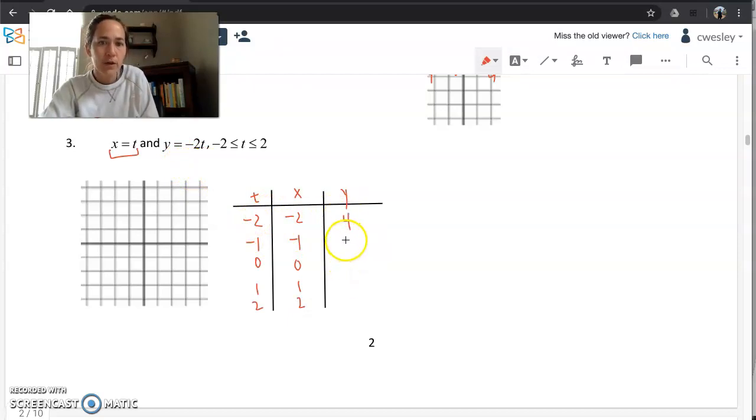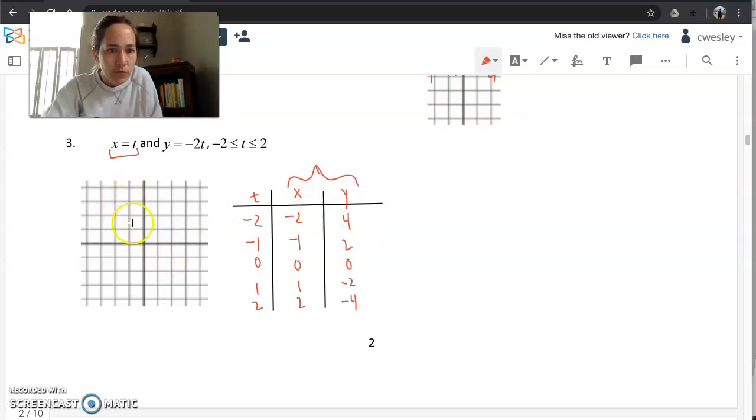So how about 4 and 2? 0 times -2 is 0. 1 times -2, and then 2 times -2, -4. This one isn't looking like a parabola. It's looking like this thing is just falling from left to right. Let's sketch the x, y coordinates of those points, and then we will label them with their time values too.